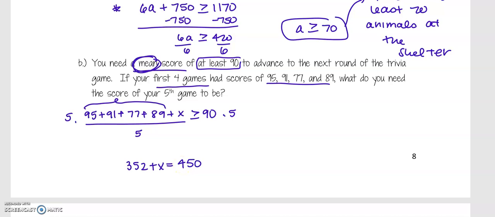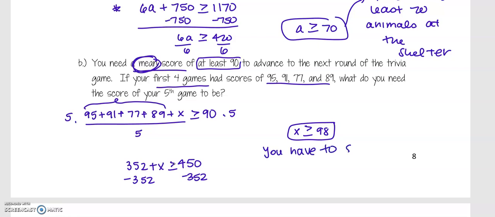Oh, and it's not equals. It's greater than or equal to. And then solve that like normal. We get x is greater than or equal to 98. So what that means is you have to score at least 98 to move on.